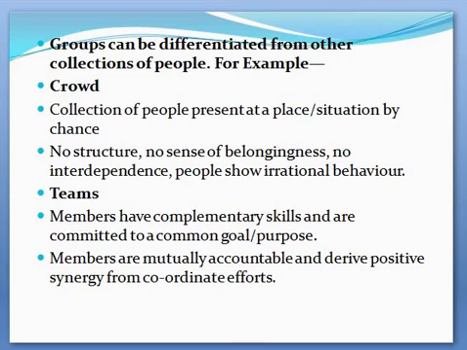Next, groups can be differentiated from other collections of people. First is crowd. A crowd is also a collection of people who may be present at a place or situation by chance. Like suppose you are going on a road and an accident takes place, soon a large number of people tend to collect. This is an example of a crowd. There is neither any structure nor feeling of belongingness in a crowd. Behavior of people in crowds is irrational, and there is no interdependence among members.